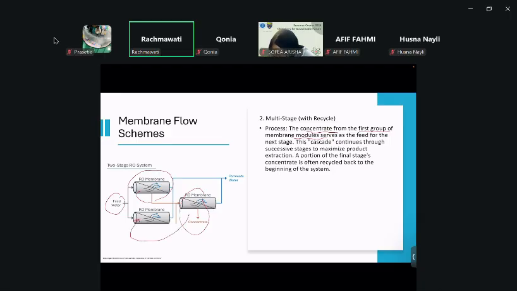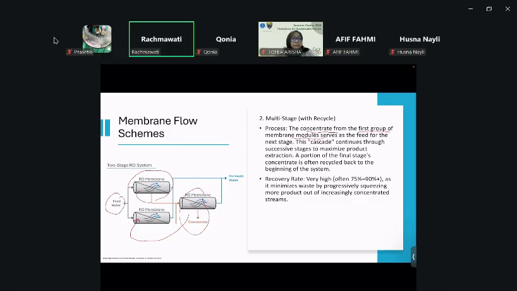So the cascade continues through successive stages to maximize product extraction. You don't draw away the concentrate. You flow it through a different membrane. So it means that you have several steps of filtration. And a portion of the final stage concentrate is often recycled back to the beginning of the system. So it's like a circular system. That is actually good. The problem is just cost. It might cost more, but it's actually a good thing, especially if you think about the efficiency. The circular process is better.